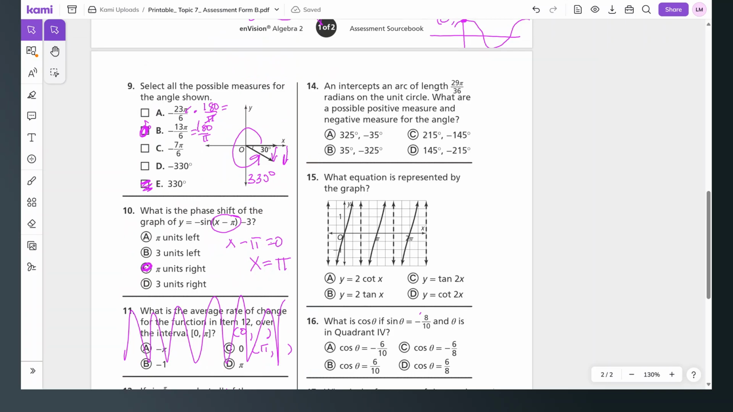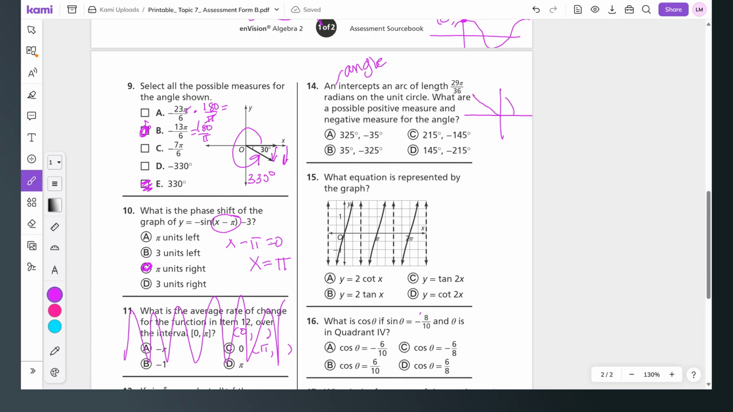All right, number 14. I don't know what the first part of that question was, but it says intercepts an arc length of 29 pi over 36 radians on the unit circle. I think it's supposed to say an angle intercepts an arc length of 29 pi over 36. So that would be in quadrant 2. What are the possible measures? Possible positive measure and negative measure for the angle.